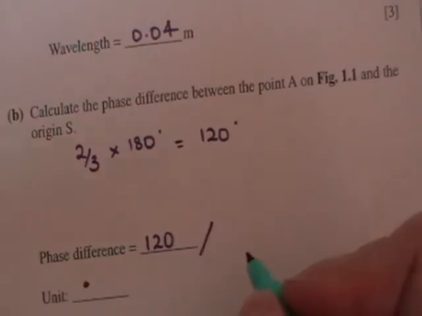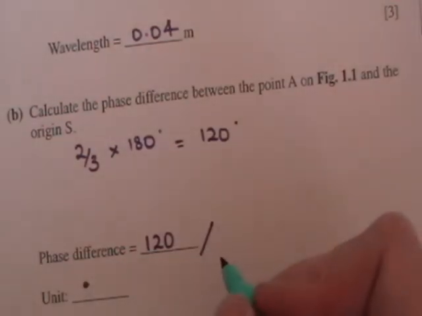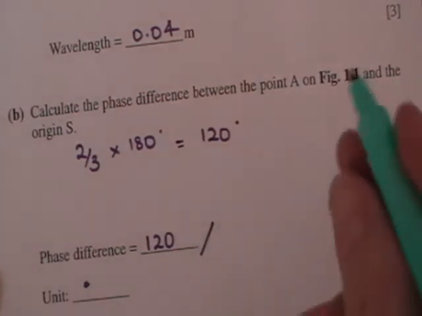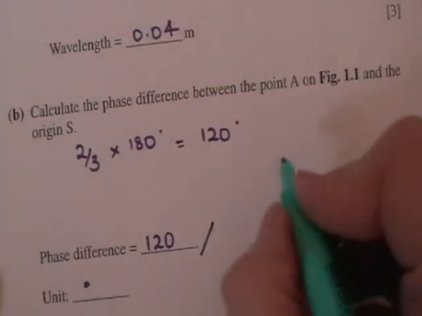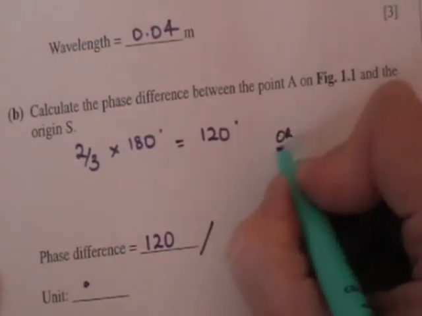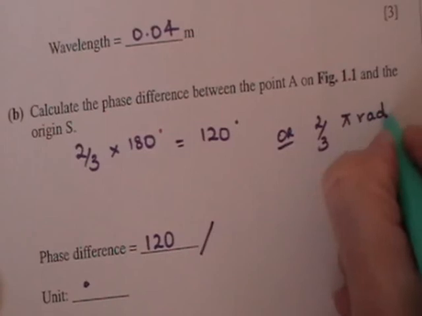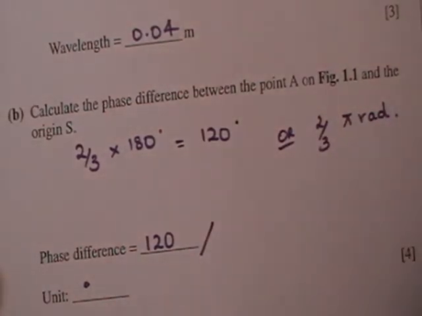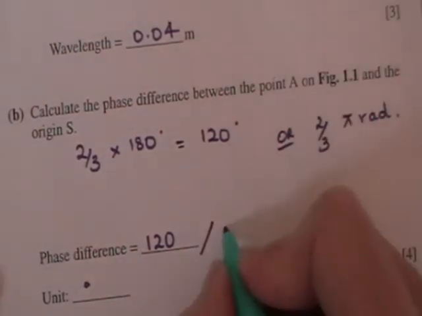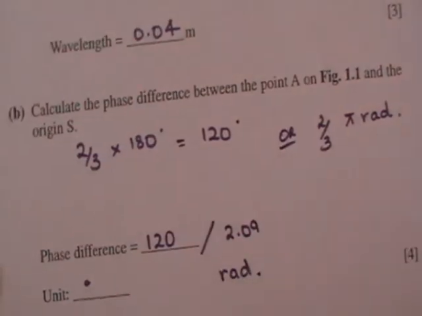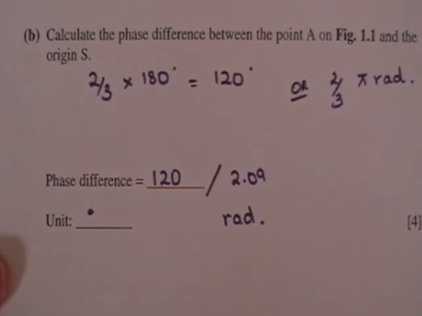Or you could express that in radians. And so it is 2/3 of pi radians, and when you work that out, that comes out as 2.09 radians. So there are the two options of the answers that you could have.